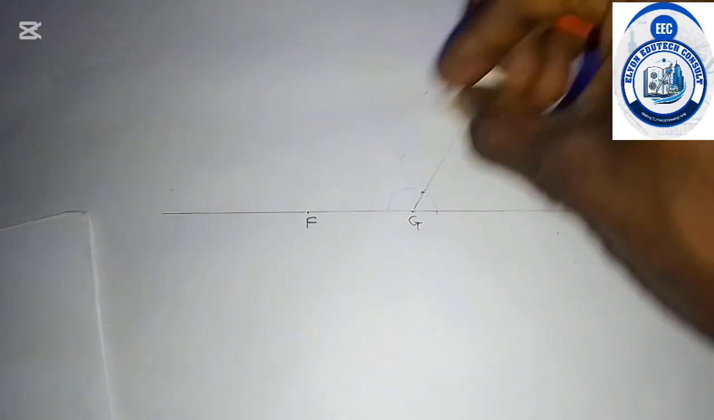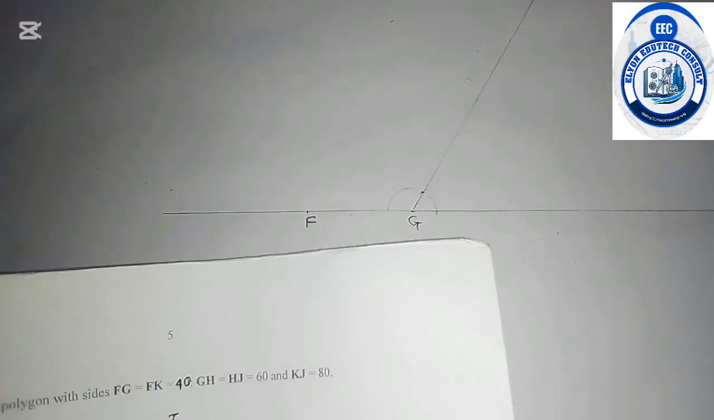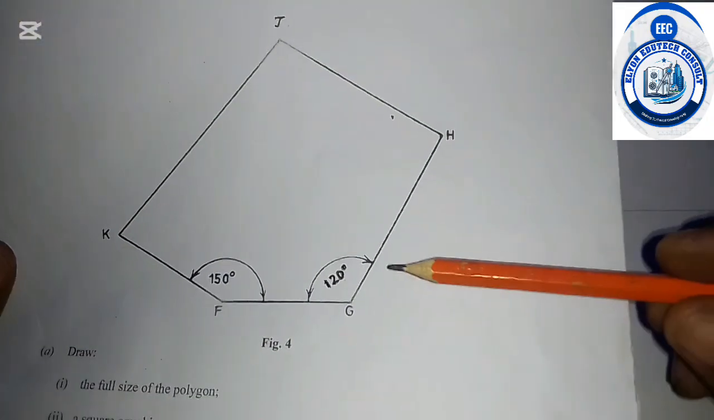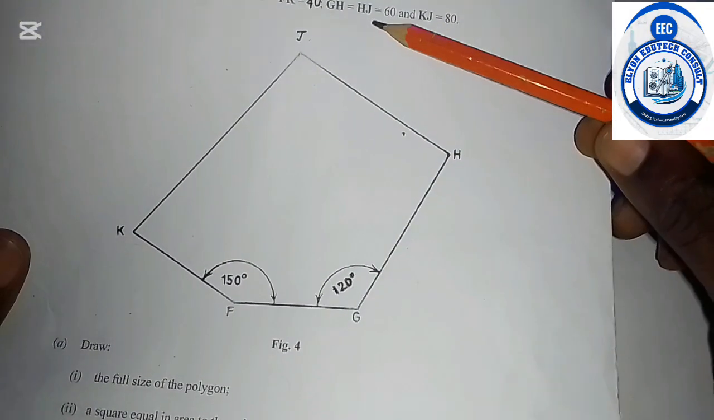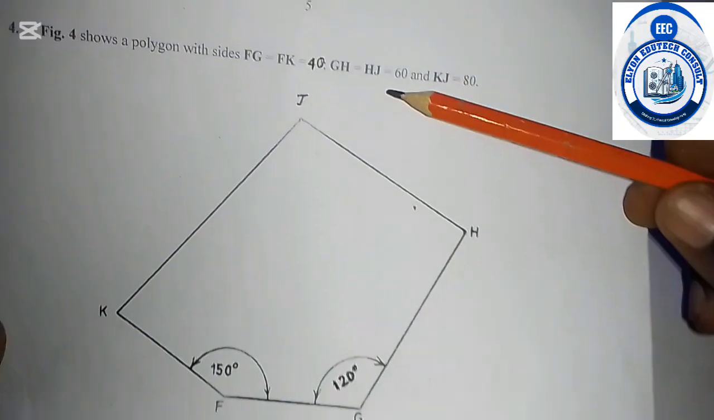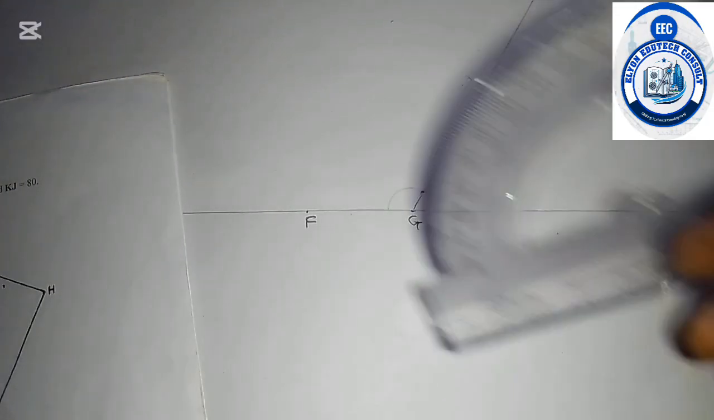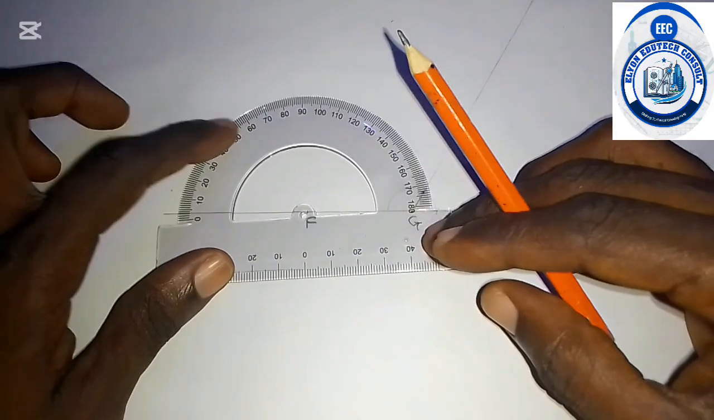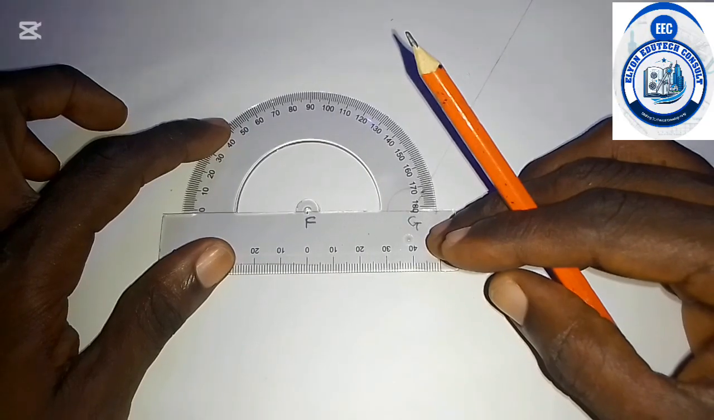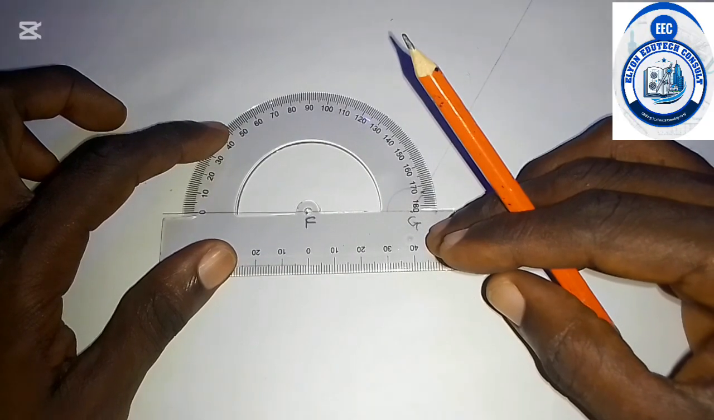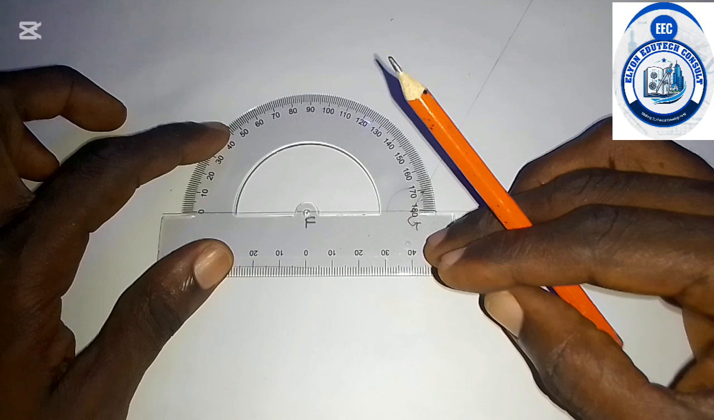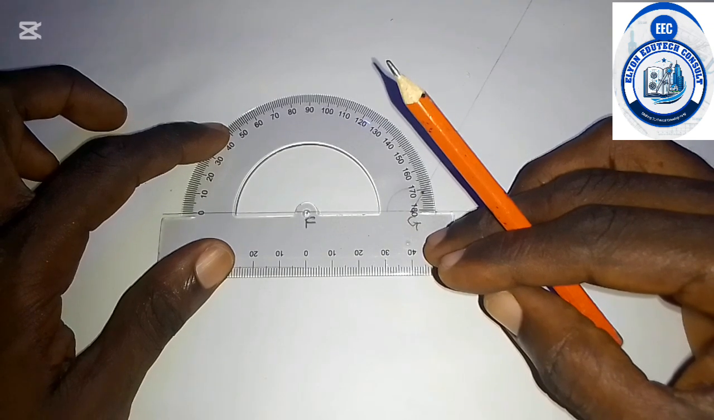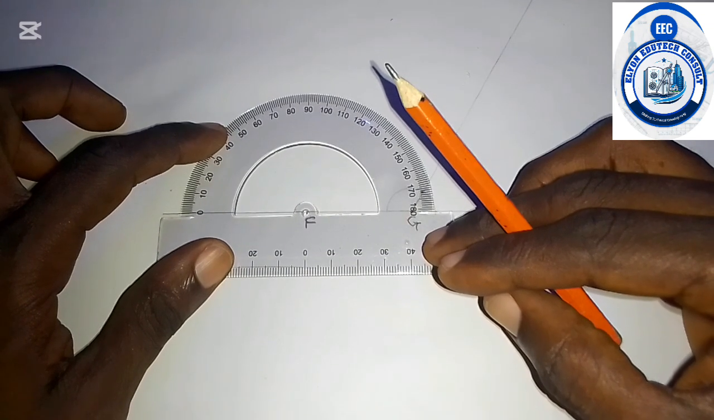The next thing I'm going to do: we are given this length GH equals HJ. But before I put in this length, let me do this angle as well. Let me just use my protractor to take this angle. We are told that this angle is 150. So just put your protractor this way as well, making sure it's at the 0 point this way.